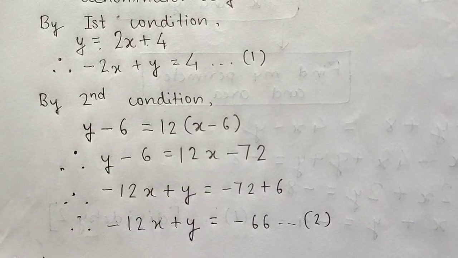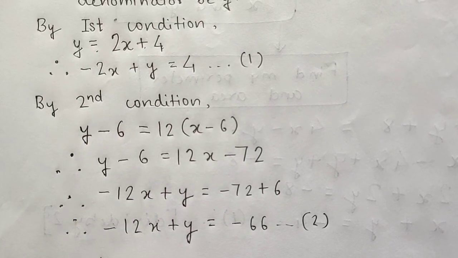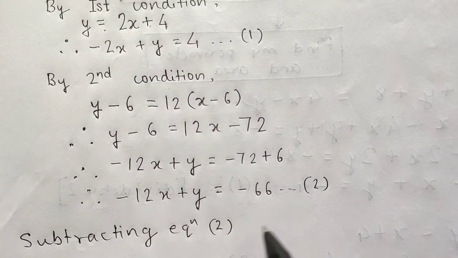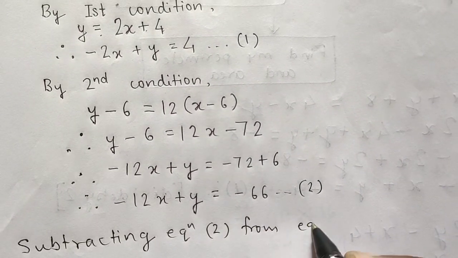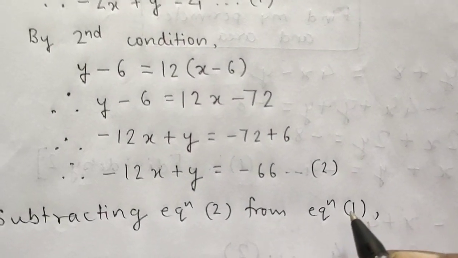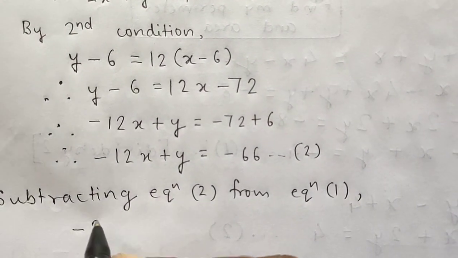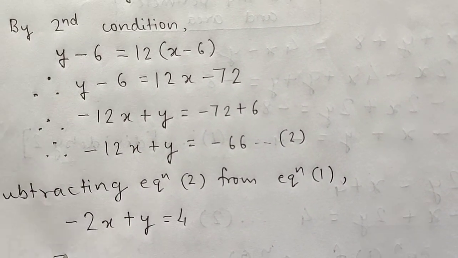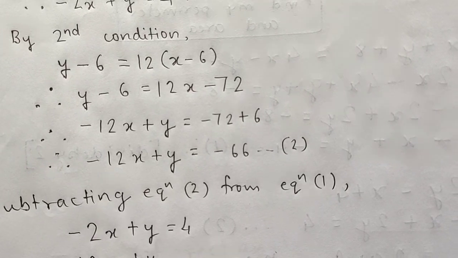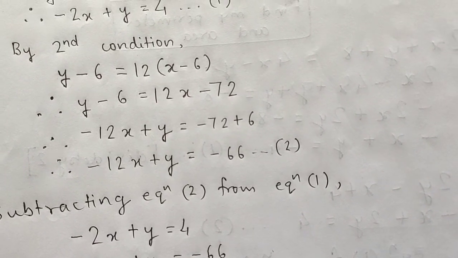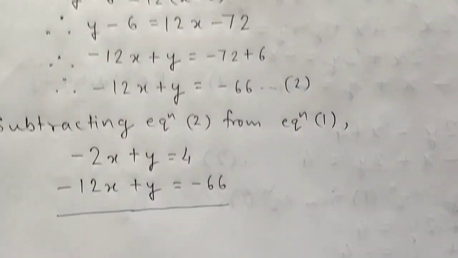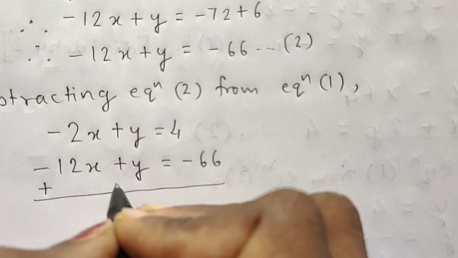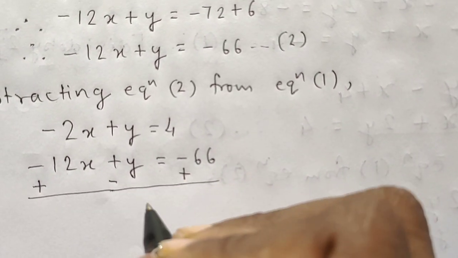Okay, so subtracting equation 2 from equation 1. If you subtract, see what you are getting. First write your equation 1, that is minus 2x plus y is equal to 4. And then you write your second equation, minus 12x plus y is equal to minus 66. Now see, you are subtracting, that means what? You have to change the signs. So this minus becomes positive, this plus becomes negative, and this minus also becomes positive.